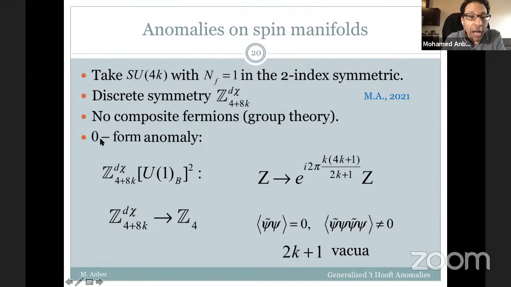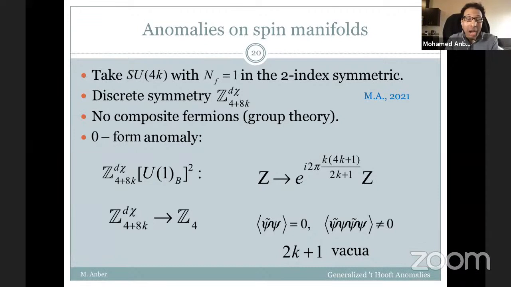Now, what you can do is compute the zero-form, or traditional, 't Hooft anomaly. There is the Z sub 4 plus 8K, U(1) baryon squared anomaly, and this anomaly is valued in Z sub 2K plus 1. Because this anomaly is valued in Z sub 2K plus 1, I can match the anomaly by breaking the discrete chiral symmetry down to only Z sub 4. This means that a plausible scenario compatible with the anomaly matching condition is to propose that the 2-fermion condensate is 0, while the 4-fermion condensate does not vanish, leading to 2K plus 1 vacua. So this scenario is consistent with the zero-form 't Hooft anomaly.